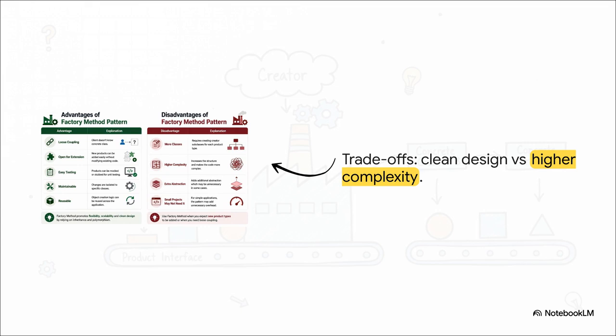But we've got to be fair and look at the trade-offs. While this pattern promotes incredibly clean and scalable design, it isn't a silver bullet. The major drawback here is that it can definitely increase complexity, because for every new product, you have to create a corresponding creator subclass. That means more files, more classes, and extra layers of abstraction. If you're just building a very small, simple project that you know isn't going to scale, implementing a full factory method might just be a necessary overhead.